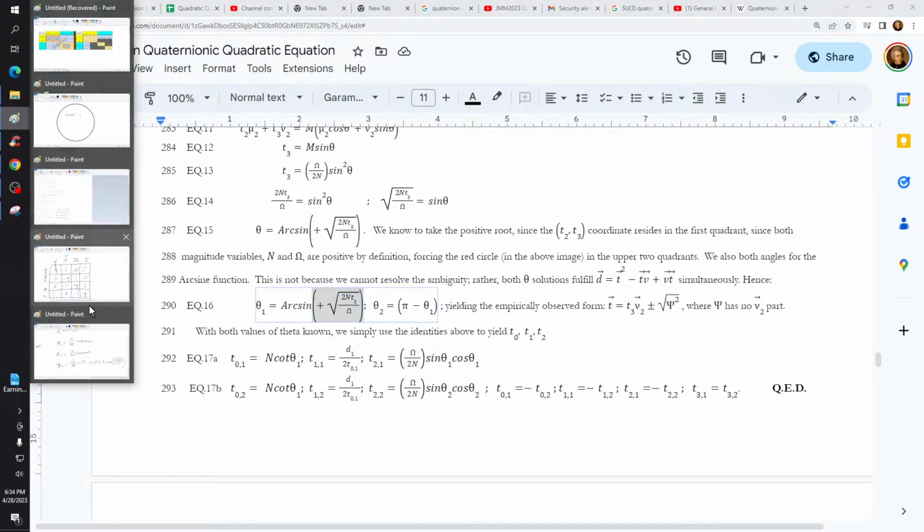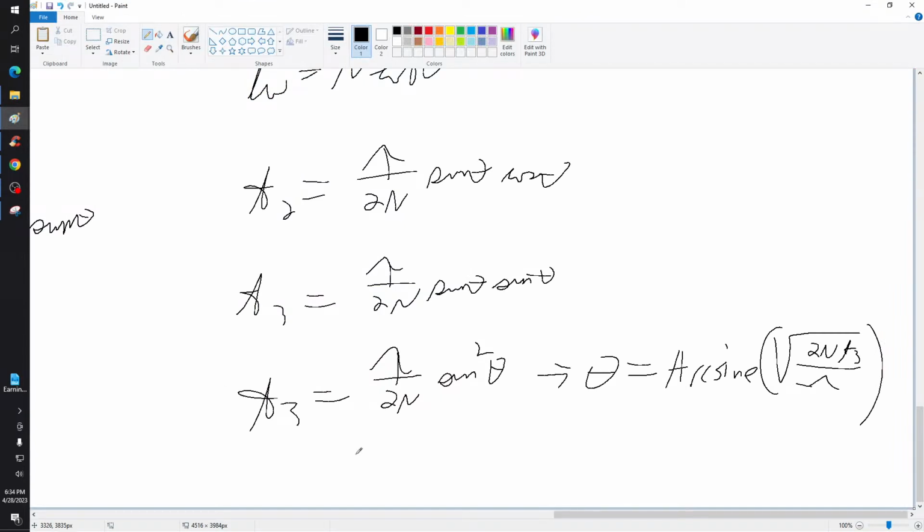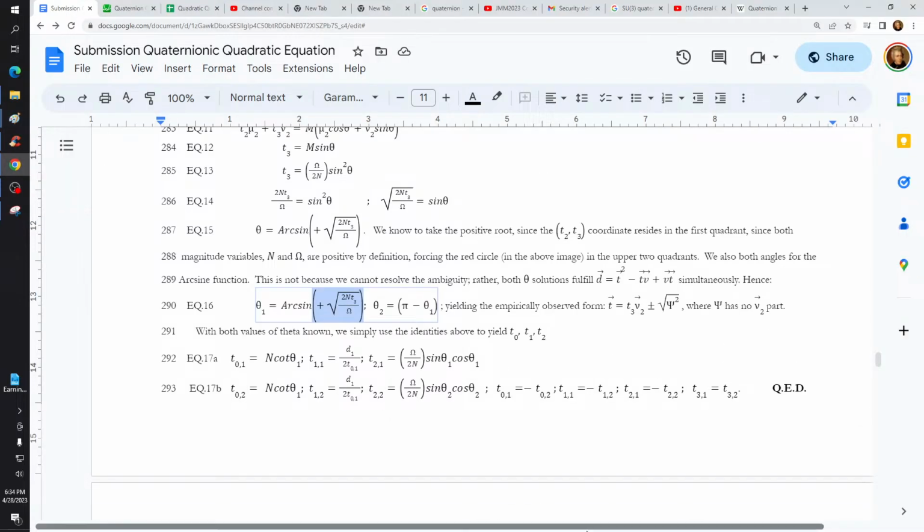Now, you might say, well, which arcsine do you take? Well, you actually take both. So you take theta and pi minus theta. We call this theta 1. And theta 2 equals pi minus theta 1. We take both arcsine arguments, not because we can't resolve the ambiguity, but because both results of the arcsine formula will fulfill the quadratic equation.